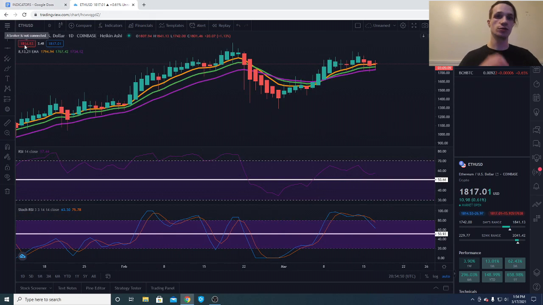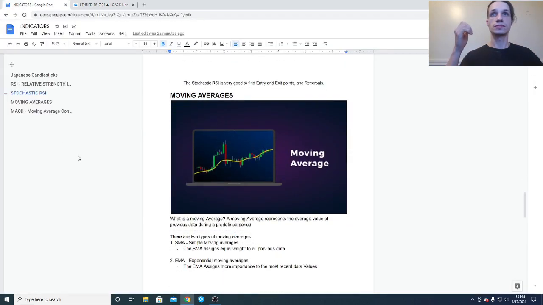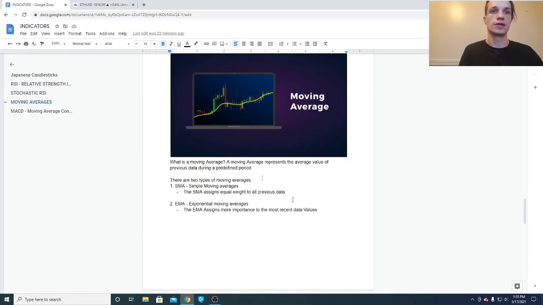And I'm actually going to go into a little bit about moving averages right now, because you need to learn about moving averages when you get into the next strategy with the MACD. Right here, moving averages. What is a moving average? A moving average represents the average value of previous data during a predefined period. So it takes previous data and pretty much makes it into a line.